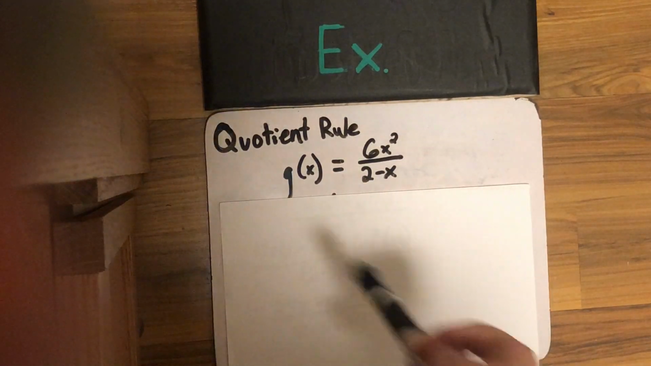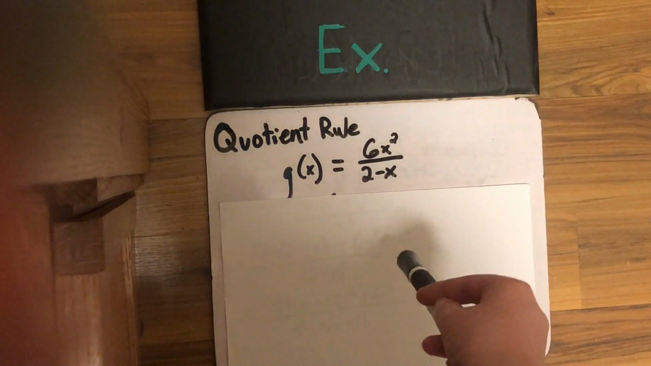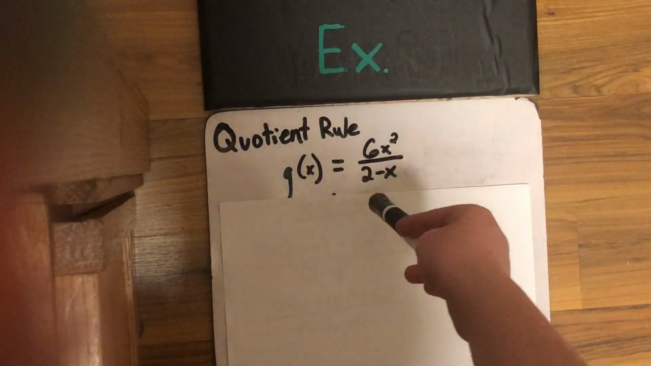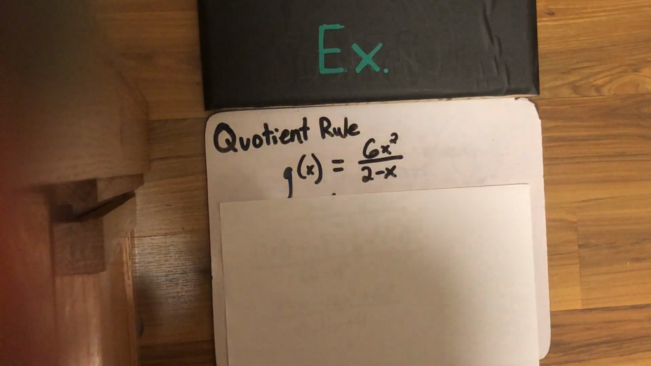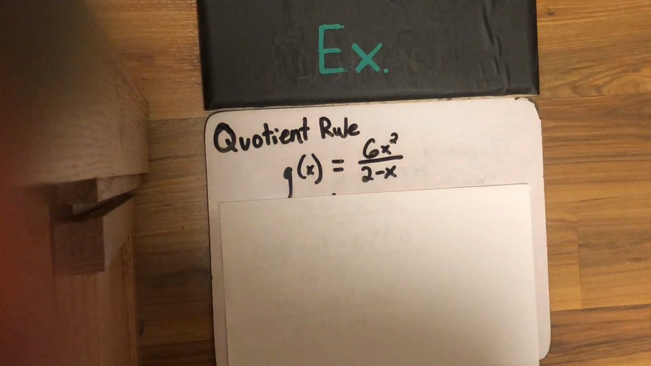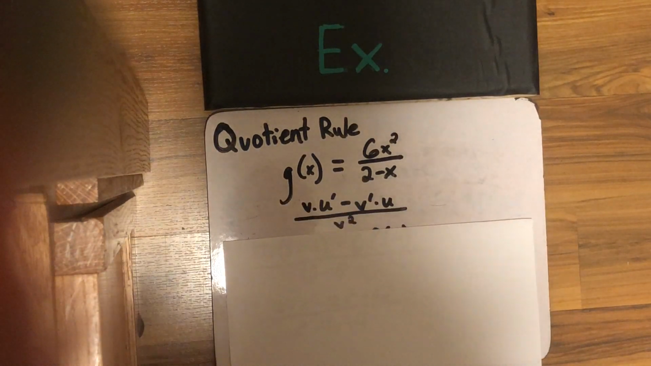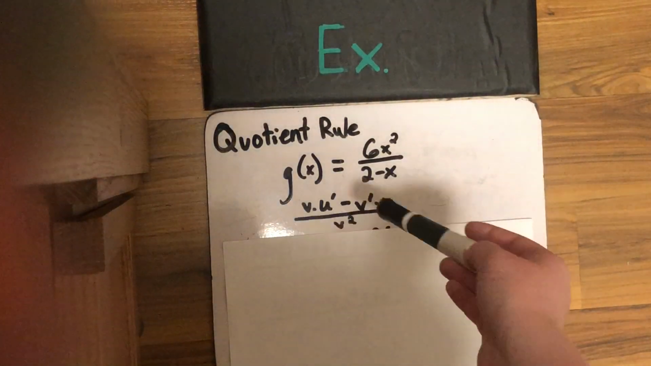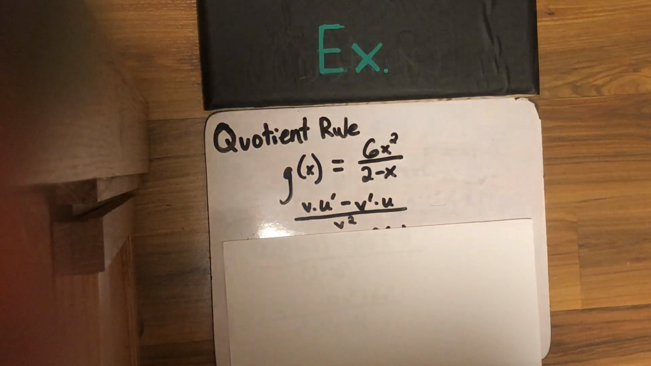For the next example, we have quotient rule. So quotient rule is used for division. So here we have g of x equals 6x squared over 2 minus x. This is using division, so we use quotient rule. If you have that written in your notes, great, or else it is written right here. Remember v times u prime minus v prime times u all over v squared.